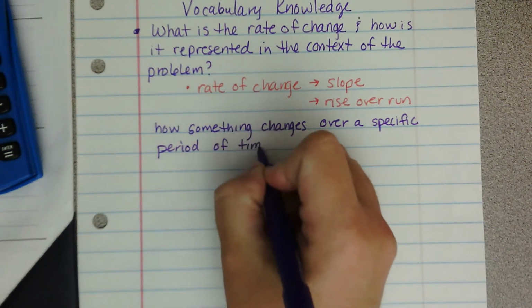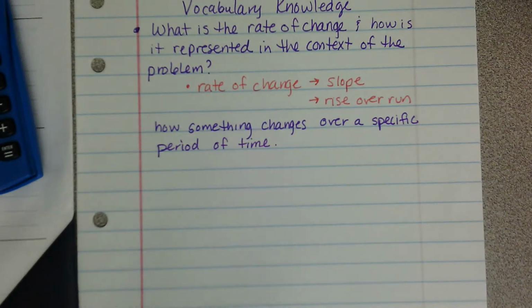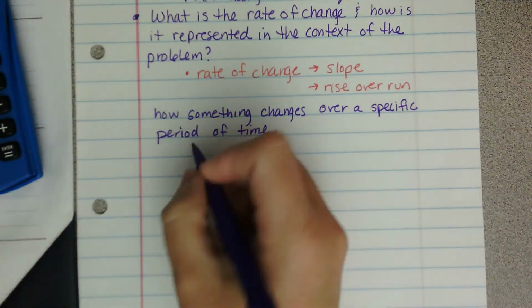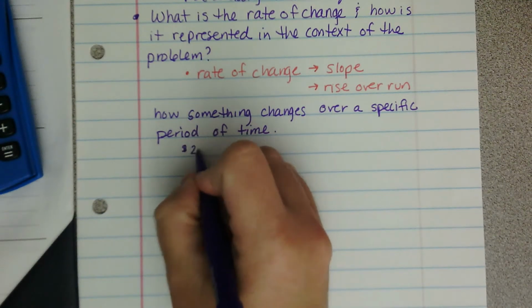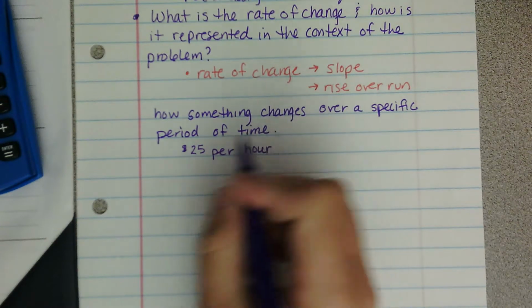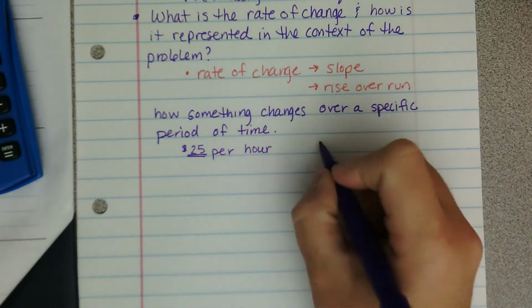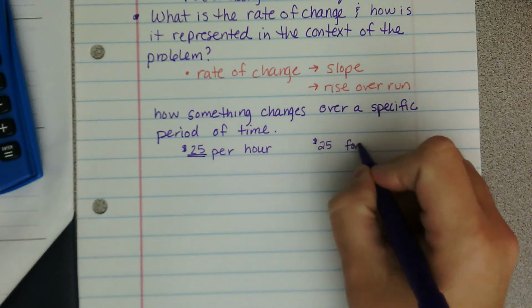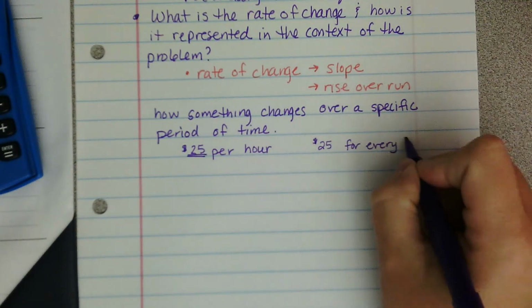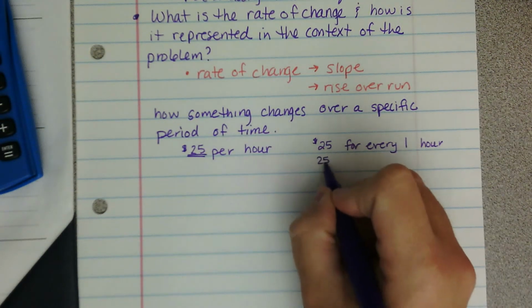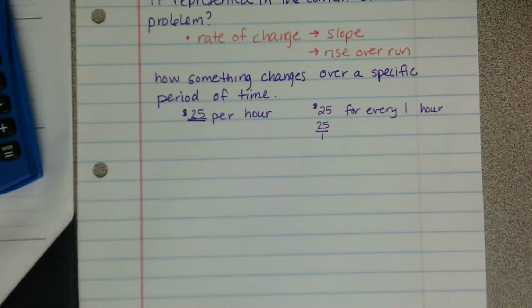So an example of that would be like if I'm paying $25 an hour for tutoring, $25 per hour, the rate of change would be $25 for every 1 hour. And we would express that by 25 over 1. Okay?